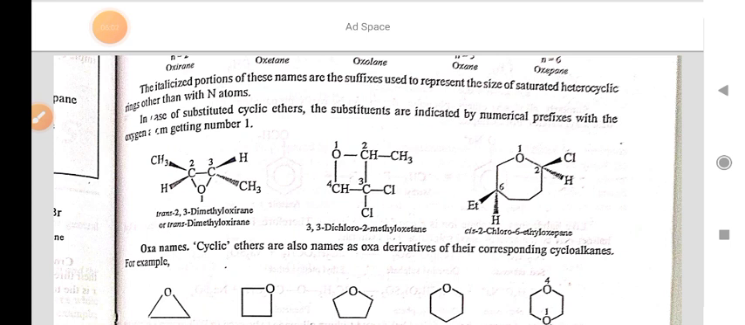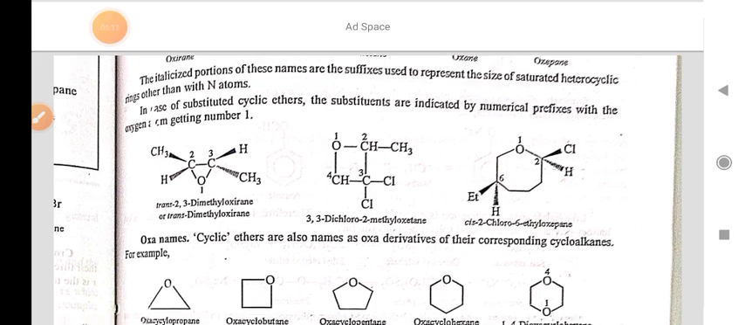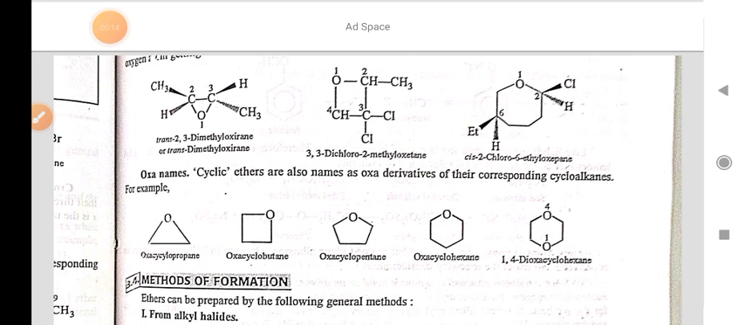number 1. Now, trans-2,3-dimethyloxirane or trans-dimethyloxirane, 3,3-dichloro-2-methoxyoxetane, cis-2-chloro-6-ethyloxepane. Oxa names. Cyclic ethers are also named as oxa derivatives of their corresponding cycloalkanes.